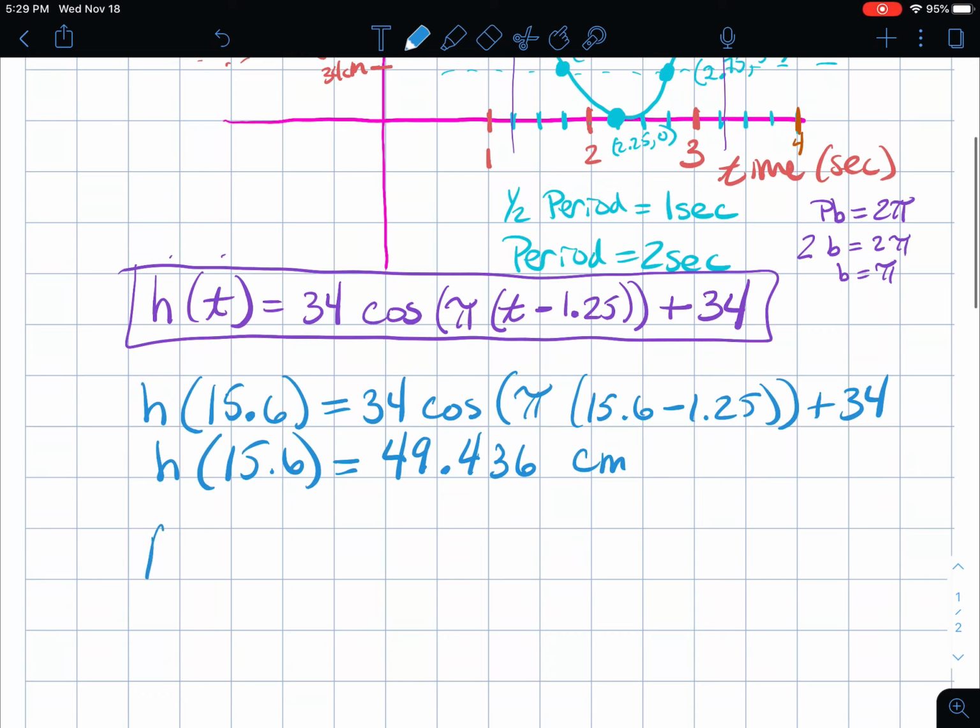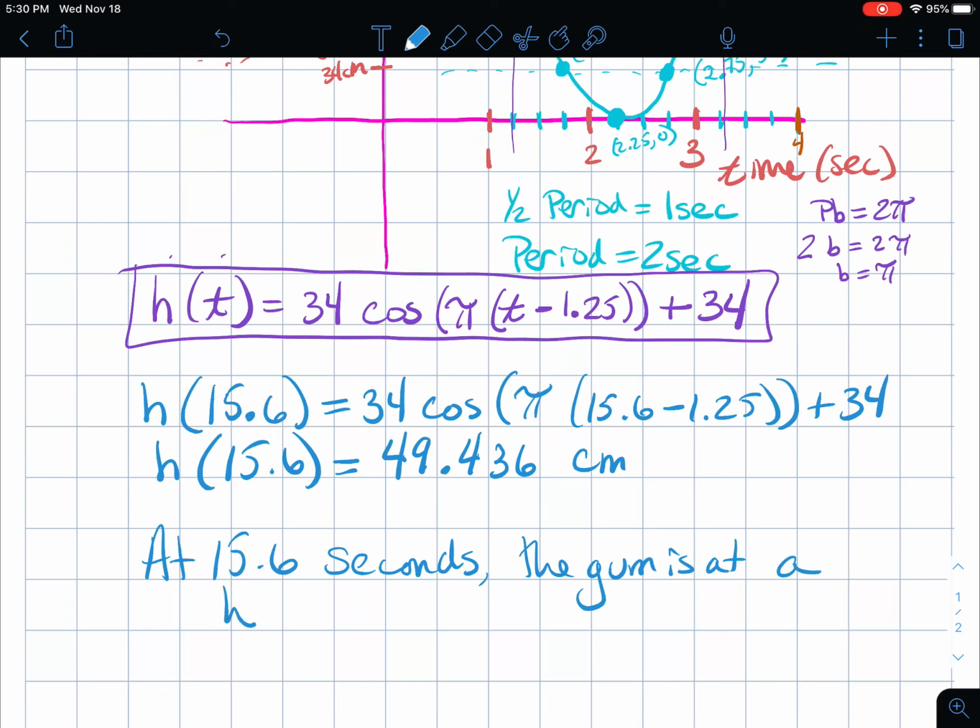So we're going to say at 15.6 seconds, the gum is at a height of 49.436 centimeters from the ground. Let's see, at this many seconds, the gum is at a height of this from the ground. Or maybe away from the ground. Let's try that. Above the ground. That's the preposition I want. Above the ground.